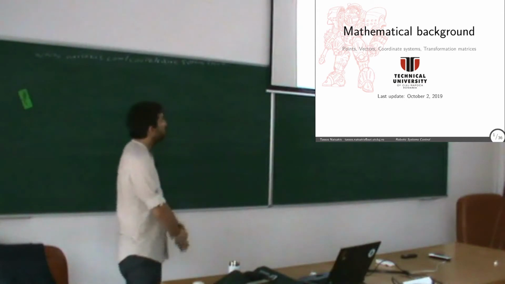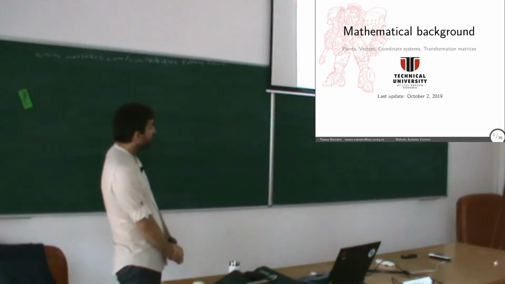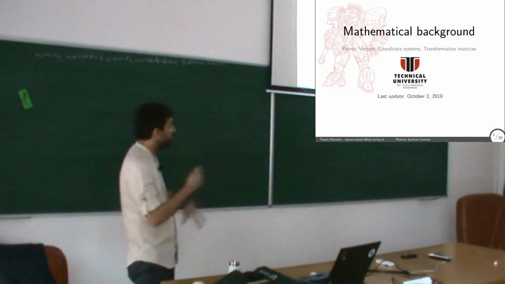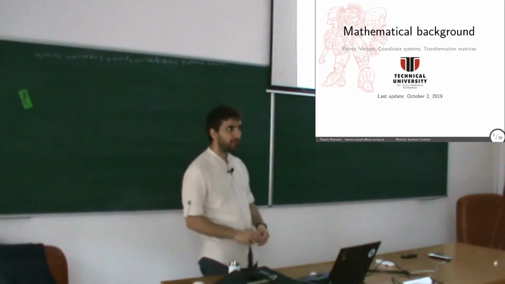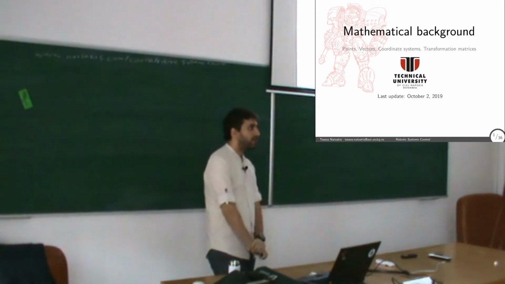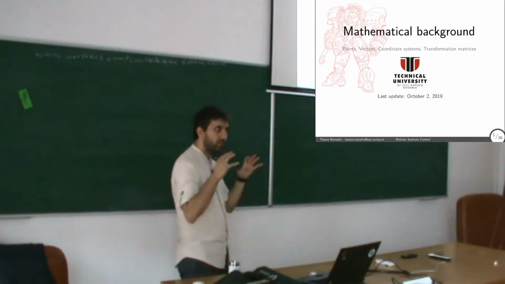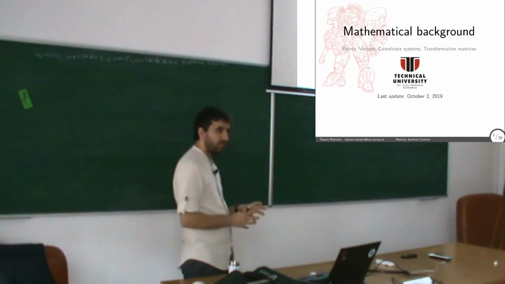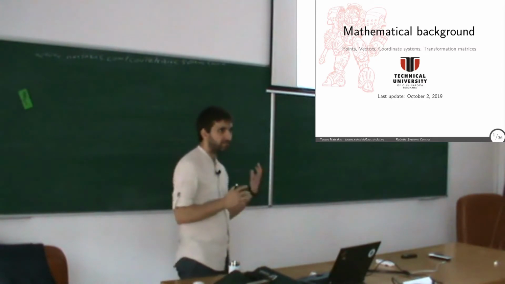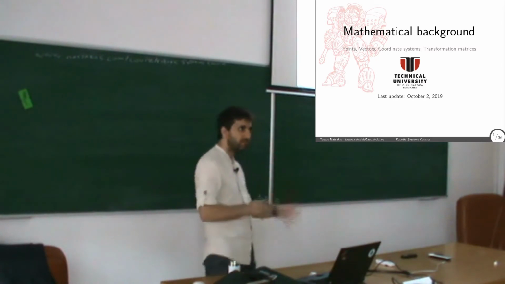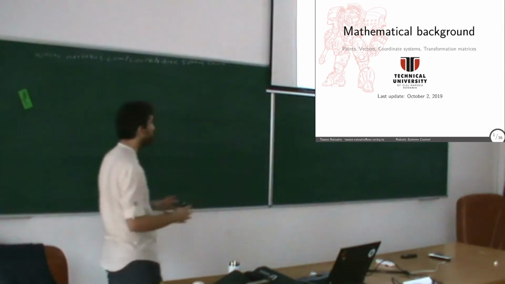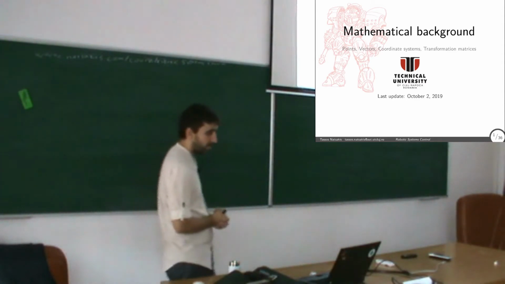Let's start talking about the mathematical background. We see points, vectors, coordinate systems, and transformation matrices. They might seem a bit too basic, but it's the first lecture anyway, and I really want you to understand the notation because we're going to use it a lot, and it has to be very clear to avoid any confusion later. Okay.